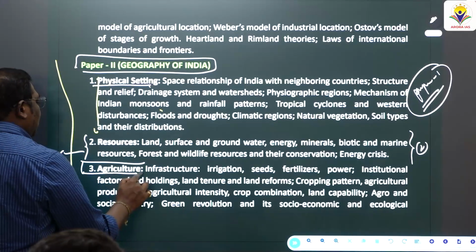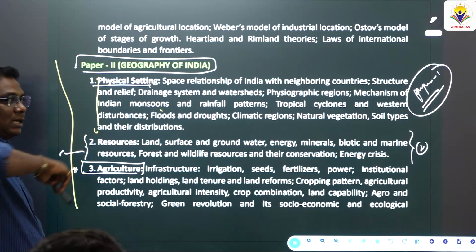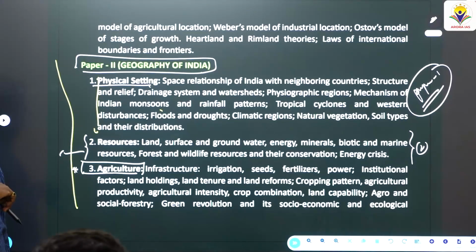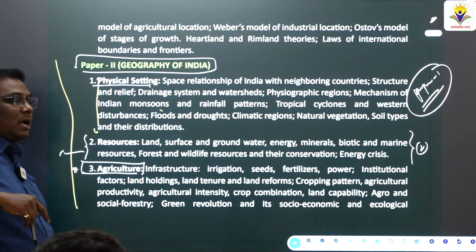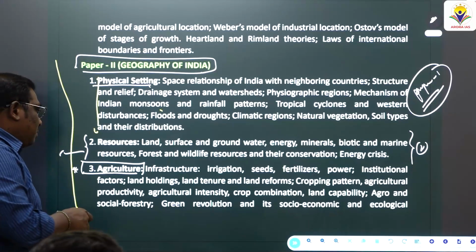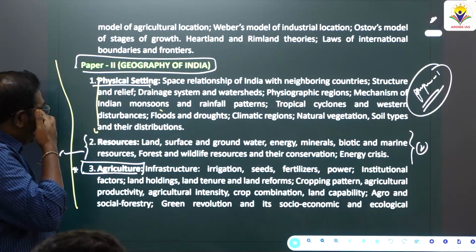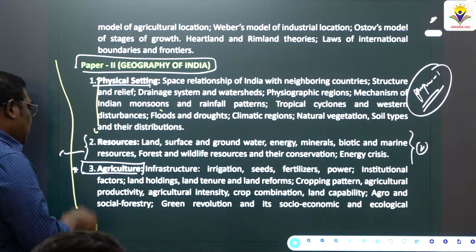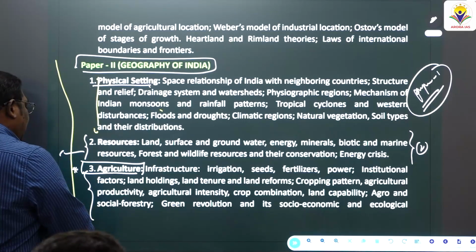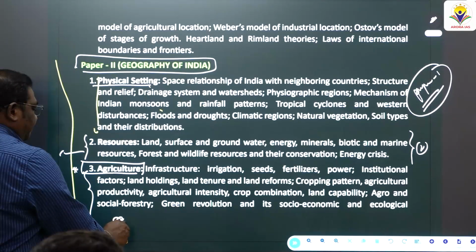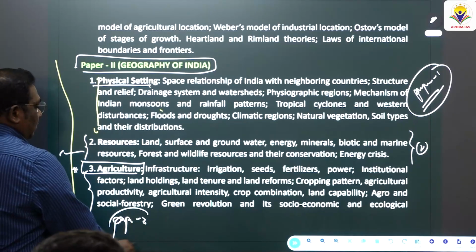And agriculture was a separately mentioned topic. There, agriculture was agricultural regions, agricultural developments and global agricultural problems. Here we will see the same kind of agriculture with respect to India: infrastructure, irrigation, seeds, fertilizers, a very important area. This completely covers paper 3 agriculture.